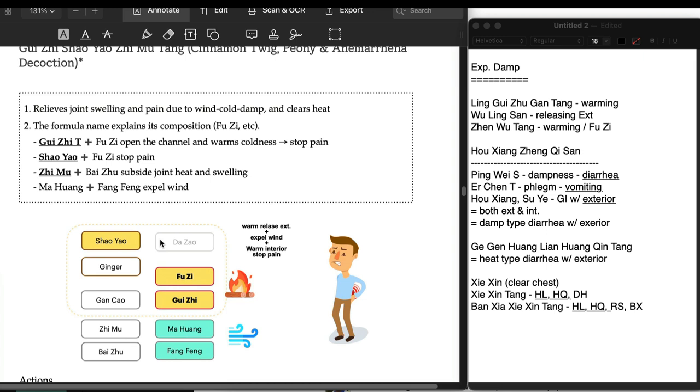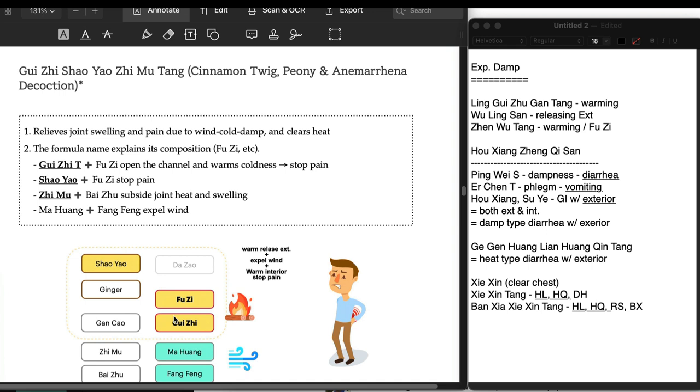But it has Fuji inside. So it is warmer than regular Guji Tang. So this one, Guji Tang and Fuji open channels and warm coldness. So it is a good strategy to stop pain. So Guji Tang, Guji Xiaoyao, and also Xiaoyao release spasmodic pain. Do you remember that? Xiaoyao treat spasmodic pain.